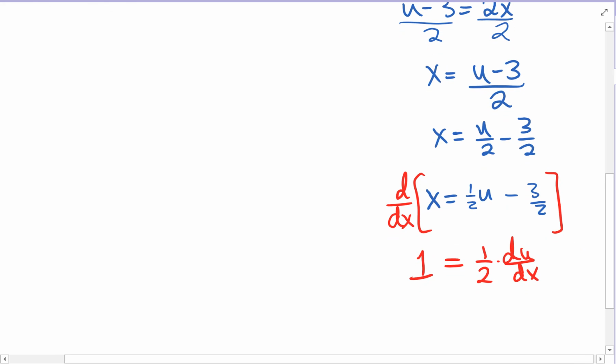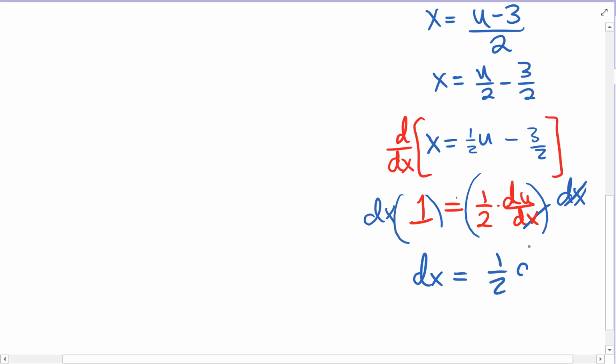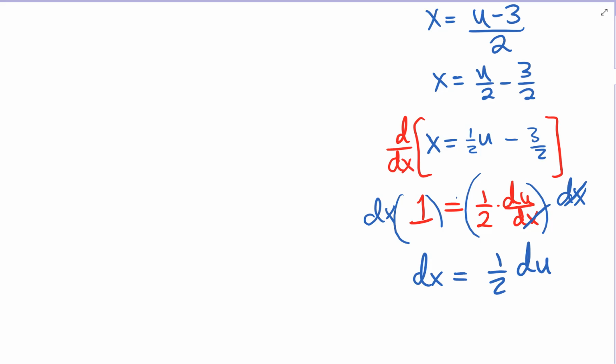Then the step asks us to solve for dx. We need to get dx by itself. I think I can just multiply both sides by dx. And you get 1 times dx, which is just dx, is equal to 1/2 times du. And that is the amazing part of this notation, that we can actually treat it kind of like it's math, even though it's notation, and it works.